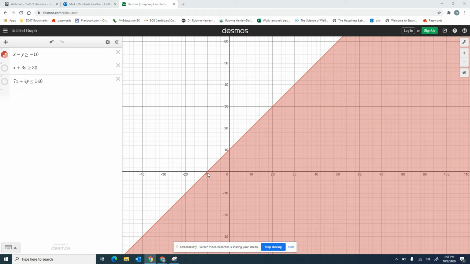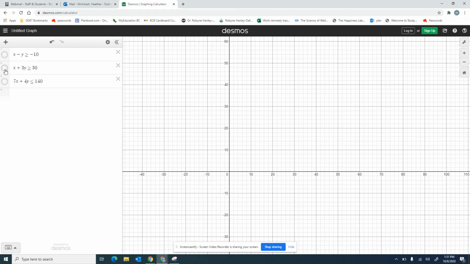So that was that. And then if you pick the point 0, 0, it should be true. 0 is greater than or equal to negative 10, and so you should shade below the line. It just ended up confusing because you had that little thing there.